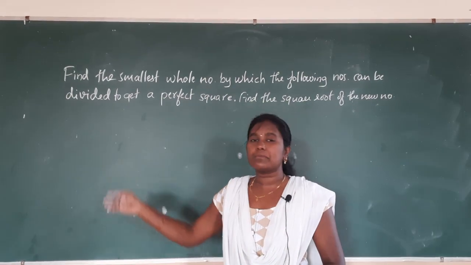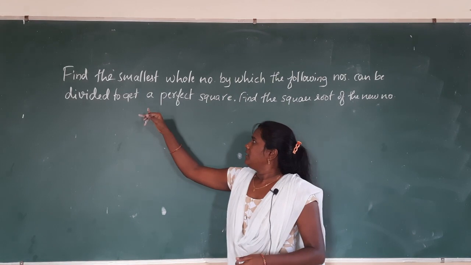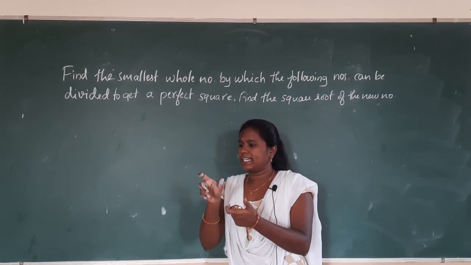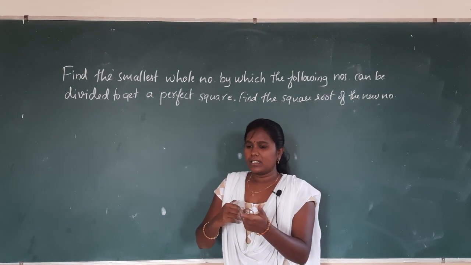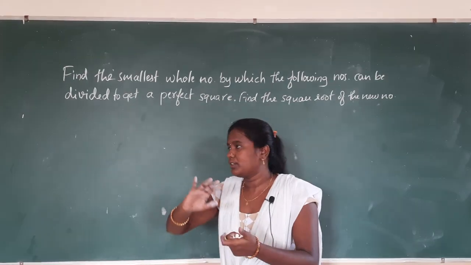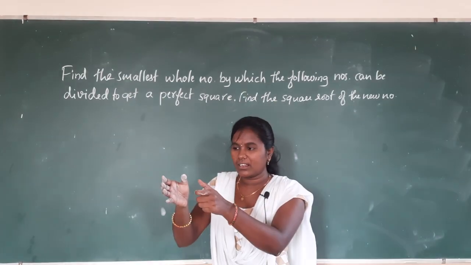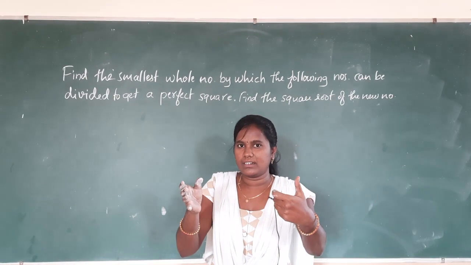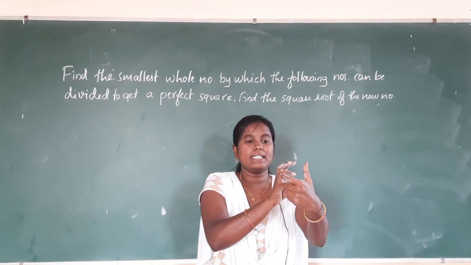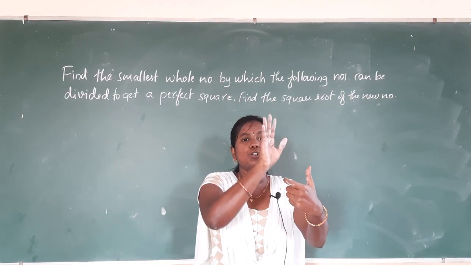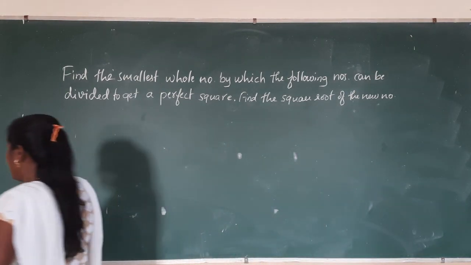But here the given numbers are not perfect squares. Yes, we know that already. Now, here also we are going to get that the numbers are unpaired. If you divide the given number by some whole number, it should become a perfect square. I'll make you understand.